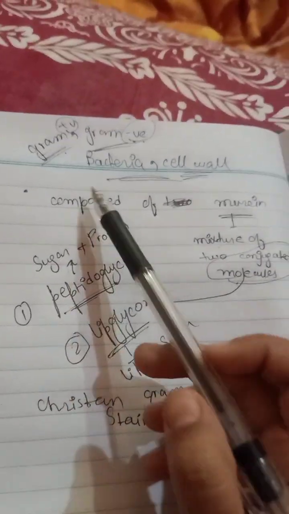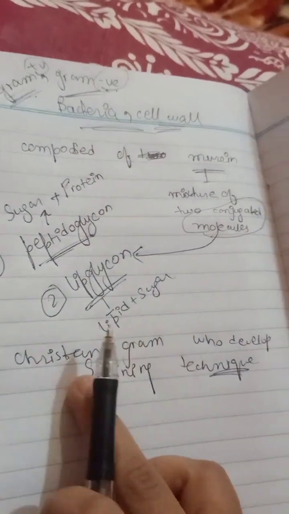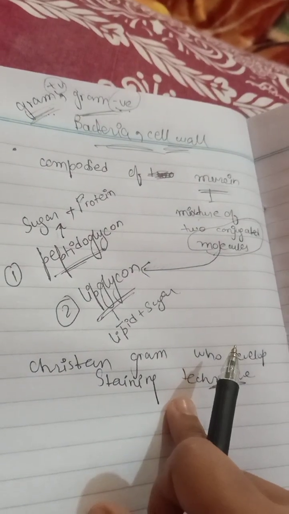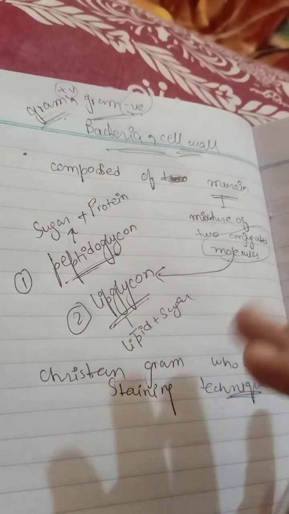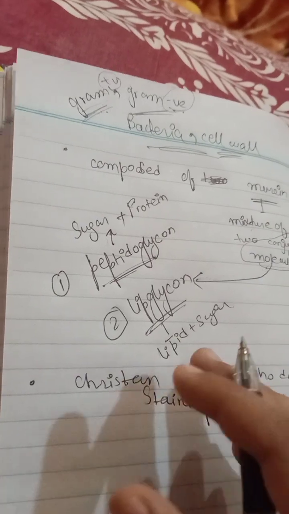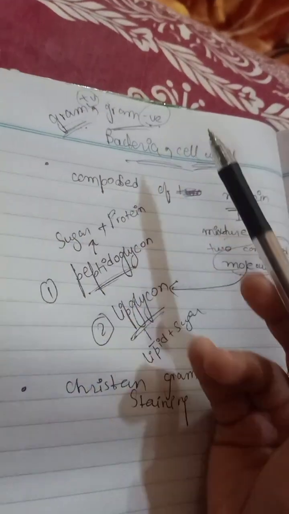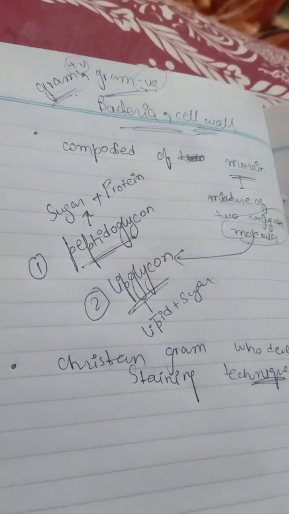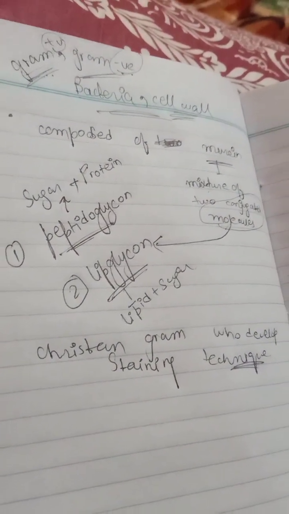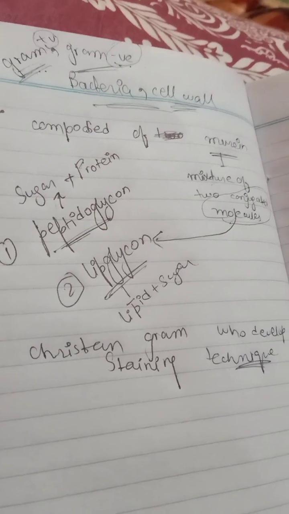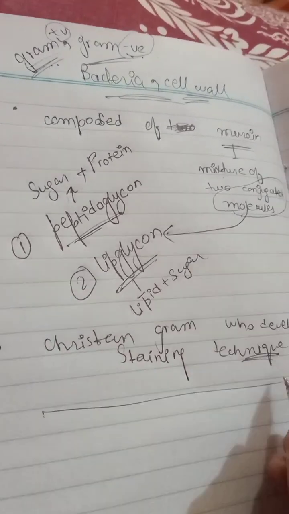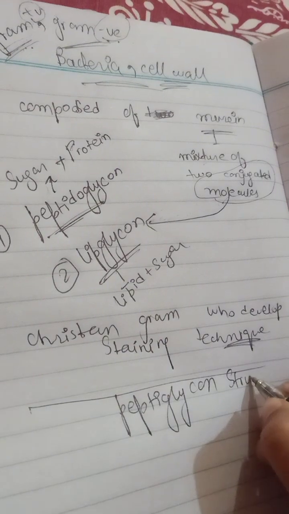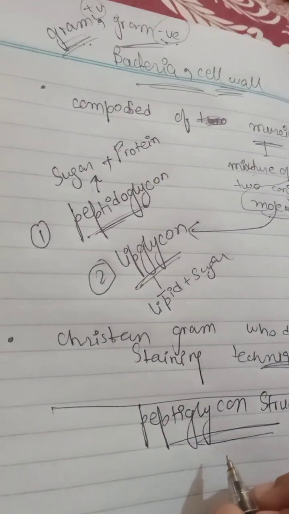So we have two types of bacteria, gram positive and gram negative. Christian was a scientist who developed this staining technique, and he classified the positive and negative cell wall on the basis of the staining response. Gram positive and gram negative were found after the staining response. So in this video we are discussing the peptidoglycan structure, which is the main part of the cell wall composition.